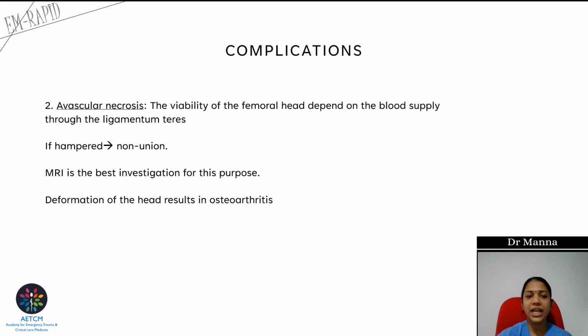Another complication is avascular necrosis of the head. The viability of the femoral head after a neck of femur fracture usually depends on the blood supply through the ligamentum teres, which connects the acetabulum and the head. If that is also affected, then this patient will go into avascular necrosis of the head of femur. And this will cause non-union of the fracture. The diagnosis of avascular necrosis is best done by MRI. And if this continues, this patient might develop osteoarthritis.